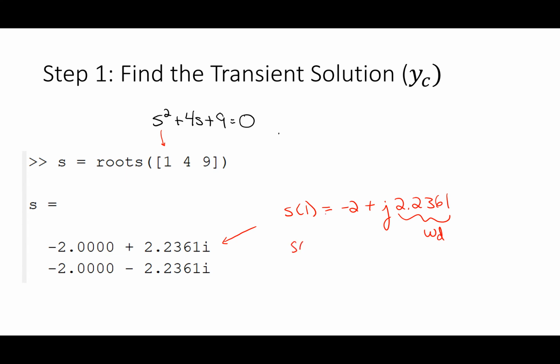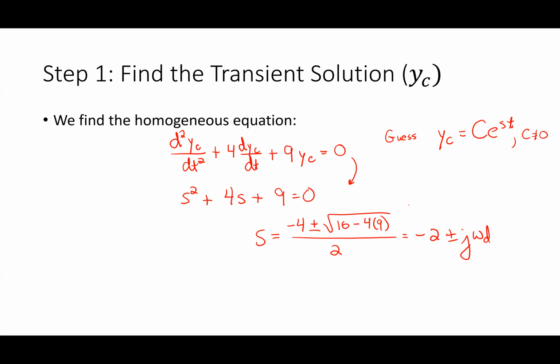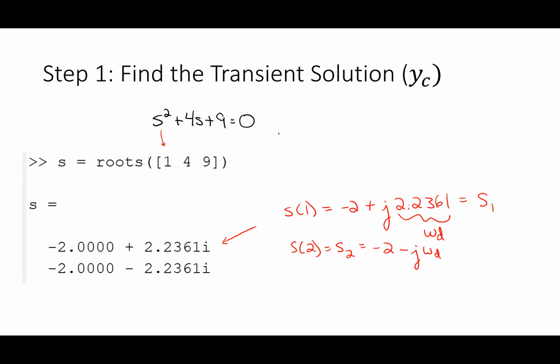And then s of 2, this is what I've called s1, right? S of 2 is what I've called s2, and that's obviously going to be the complex conjugate of this guy, so minus j omega d. Okay, so omega d is the imaginary part of that. So at this point, I know what my result is, I know it's going to be a decaying cosine, but I'm not going to go that far yet. I'm just going to say that this guy is yc of t equal to c1 e to the s1t plus c2 e to the s2t, like so. And I'm just going to leave it at that, okay?